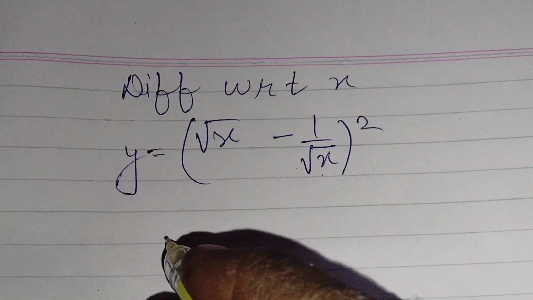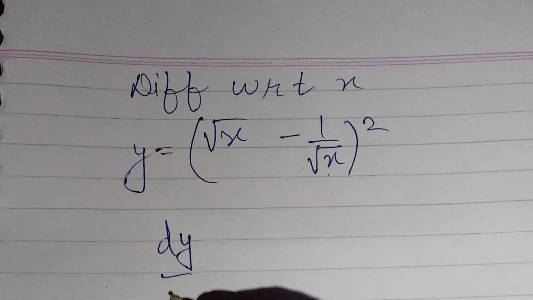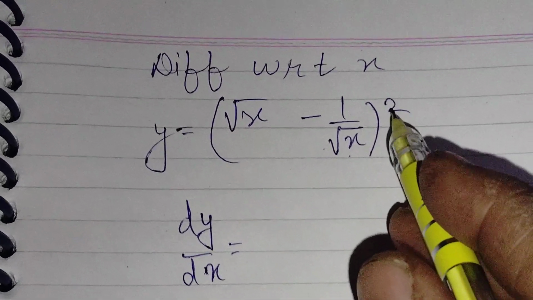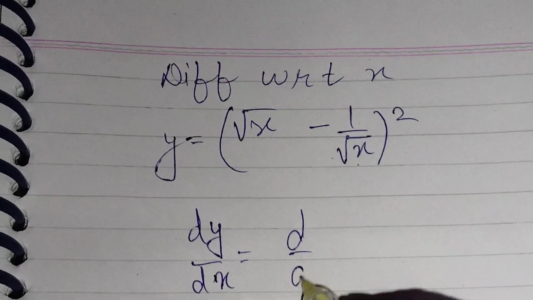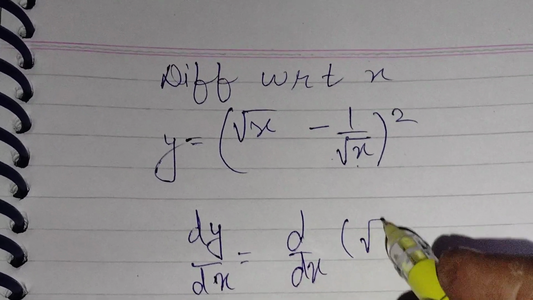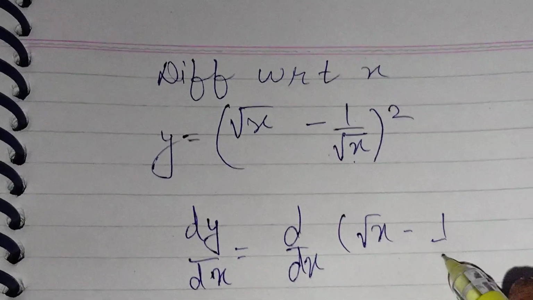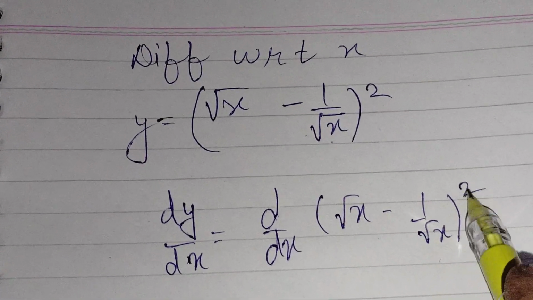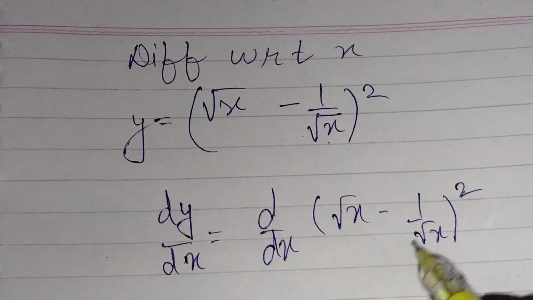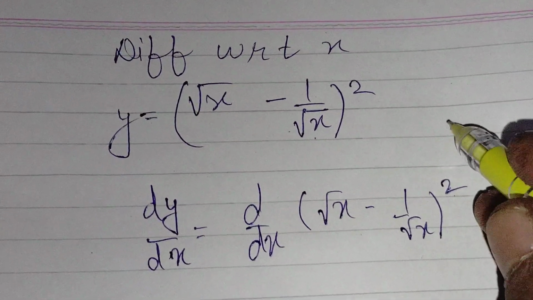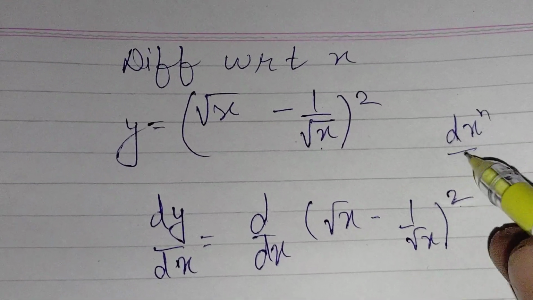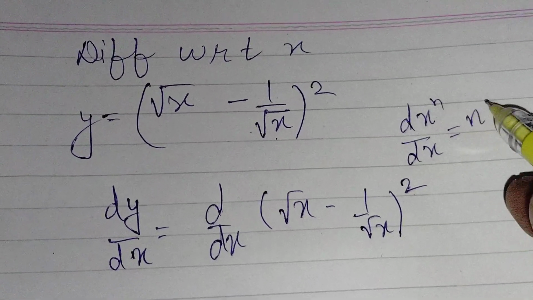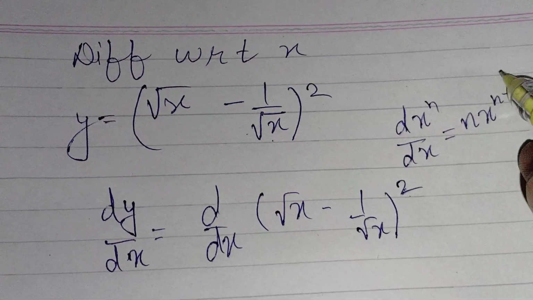So according to chain rule, we write dy by dx. It means differentiation of this. Here we use chain rule. If there is x square, this 2 means square, and suppose this whole is termed as x, then we use this identity of differentiation: d(x power n) upon dx is equal to n x power n minus 1.